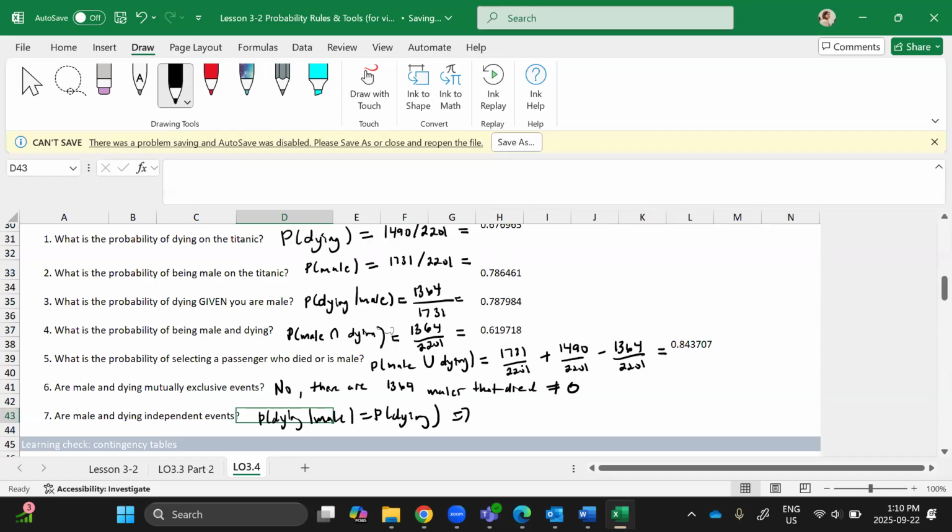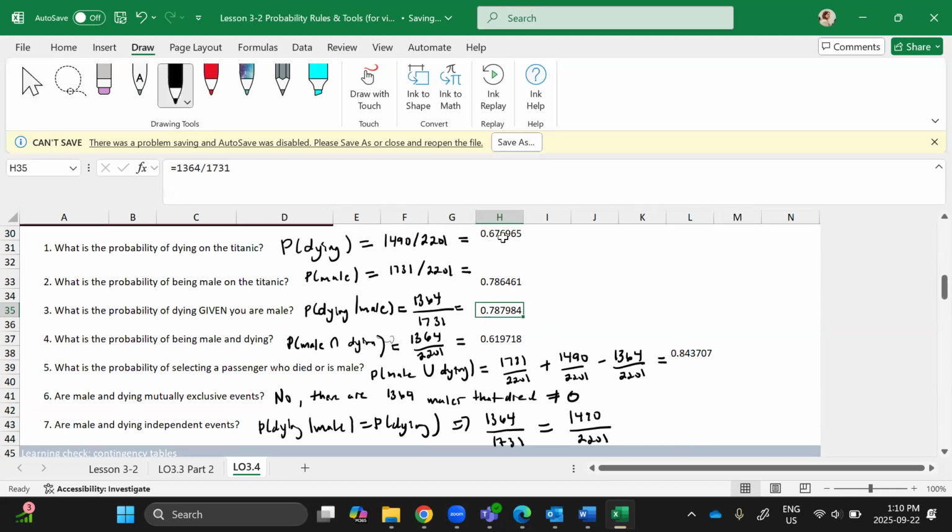Probability of dying given male is 1364 out of 1731. Probability of dying is 1490 out of 2201. The given probability is about 79%. The dying probability is about 68%. They are not the same number, so that means they are dependent. They have to be the exact same number to prove that they are independent events.